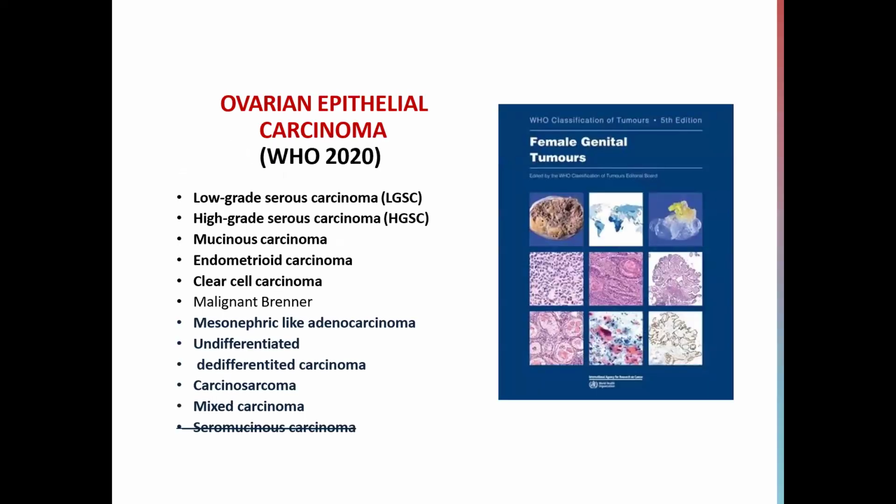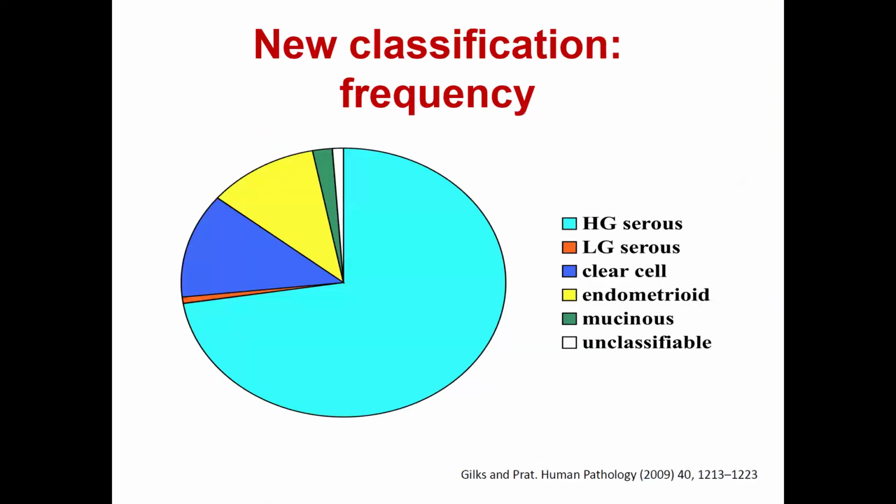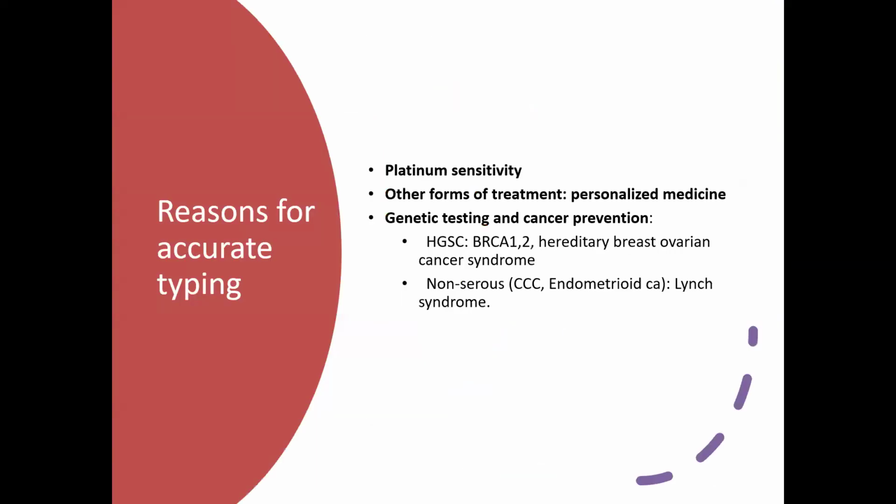So here is the WHO 2020 classification of ovarian epithelial carcinoma, and here are the main five common subtypes: high grade serous, low grade serous, mucinous, endometrioid, and the clear cell carcinoma. The new WHO 2026 will be published soon this year. Regarding the frequency, the high-grade serous carcinoma is the most frequent subtype, followed by clear cell and endometrioid carcinoma, while the low-grade serous carcinoma and the mucinous carcinoma are the least common subtypes.